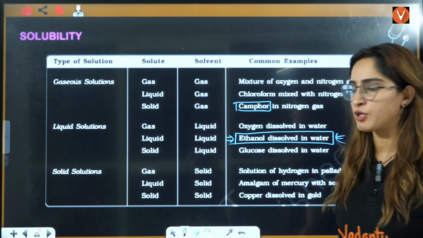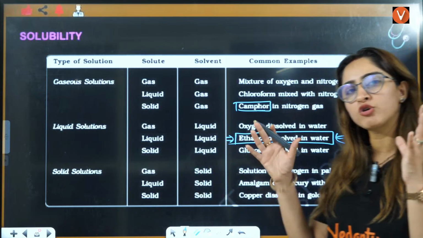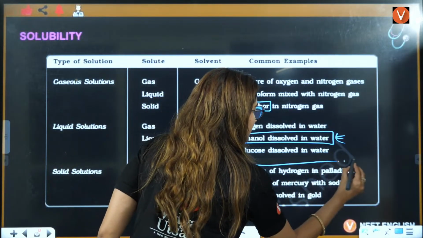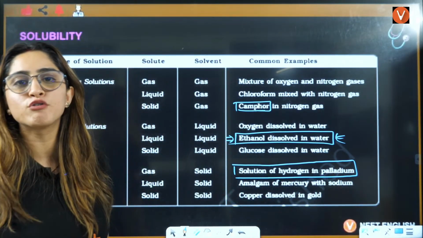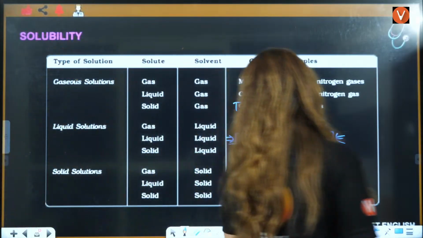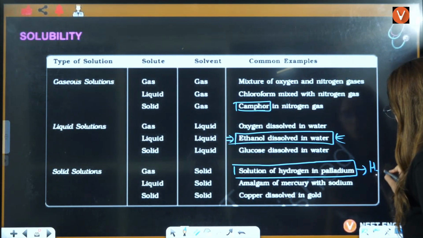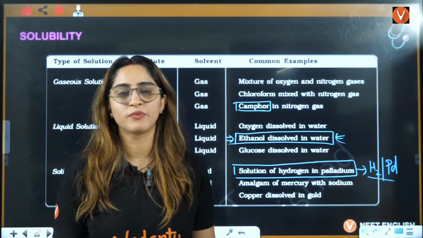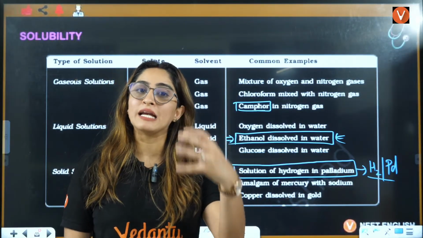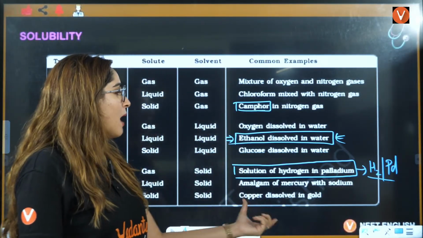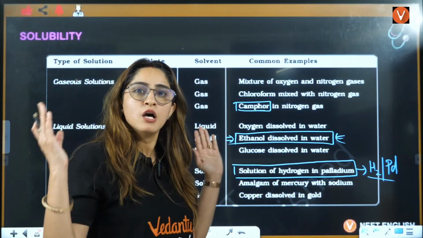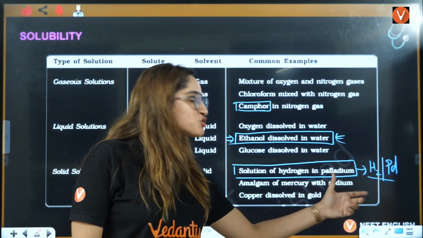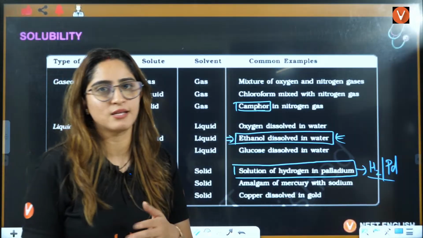Then you have solid solutions. Gas in solid: you have a big amount of solid and you are adding a gas into it, right? That is a very, very important thing. Can you tell me where you use this? Solution of hydrogen in palladium, that is your H2Pd. This you will use in organic chemistry, in catalytic hydrogenation. How is it done? This is a catalyst and H2 will work on the surface of the catalyst, right? It is done by adding a solution of hydrogen in palladium. Nickel, these things, these are the examples.